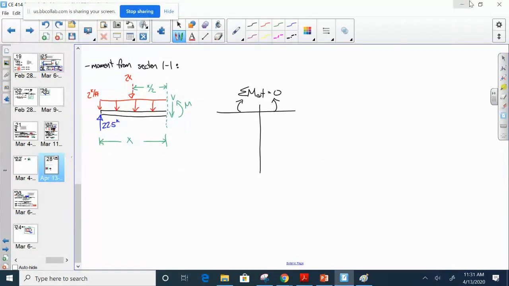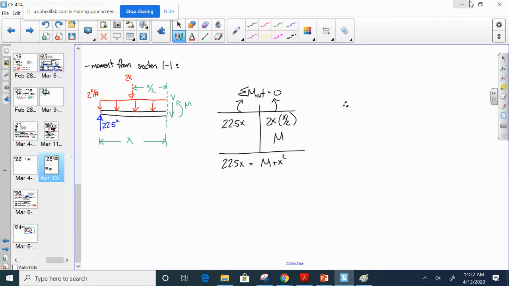All right, so what do we got? We've got 22.5 times x. Then we have 2x times x over 2. We have M over here, right? We don't consider the V because the V goes directly through the section cut, and we list everything according to their correct direction. So 22.5x equals M plus x squared.